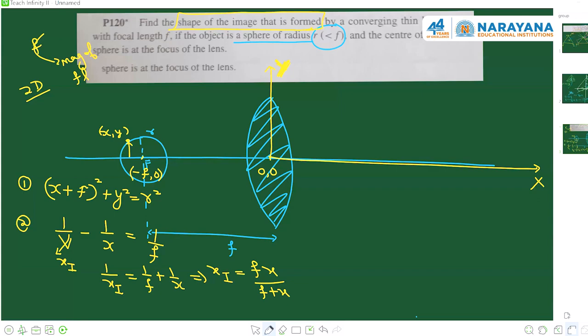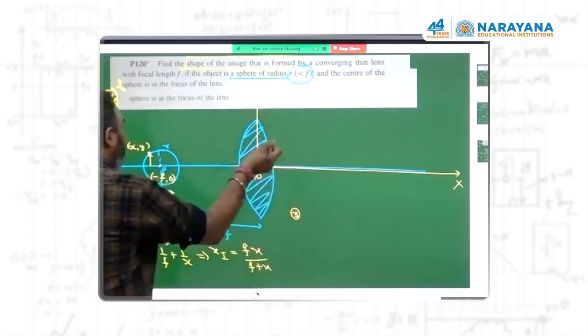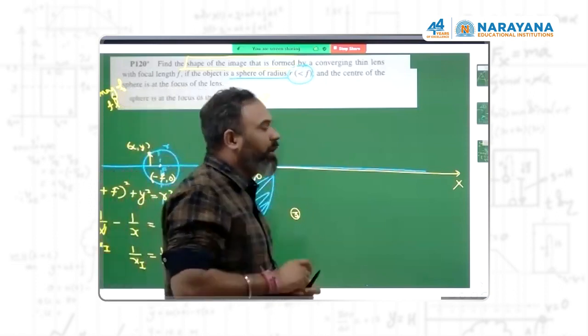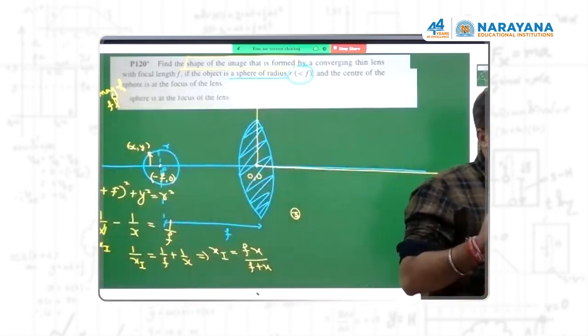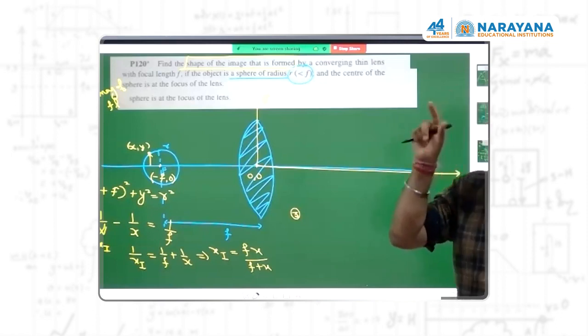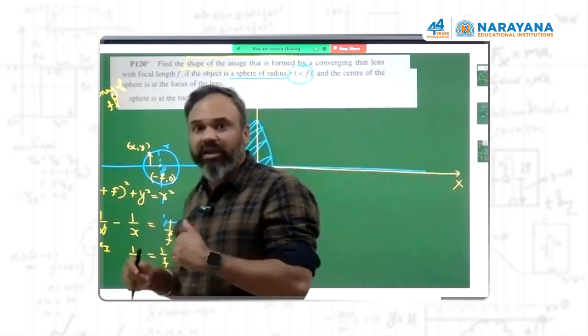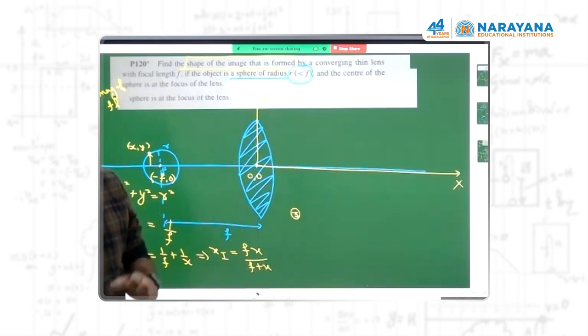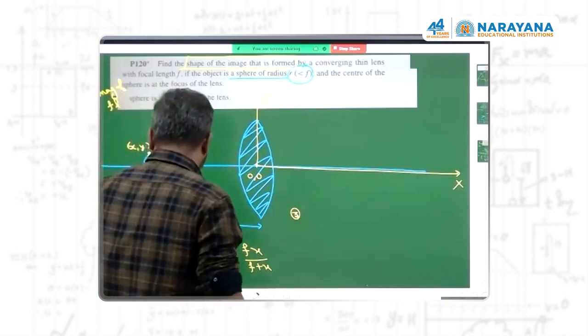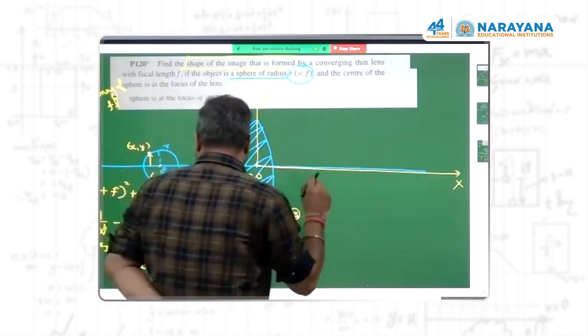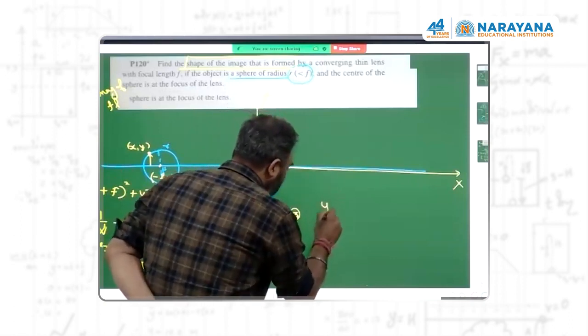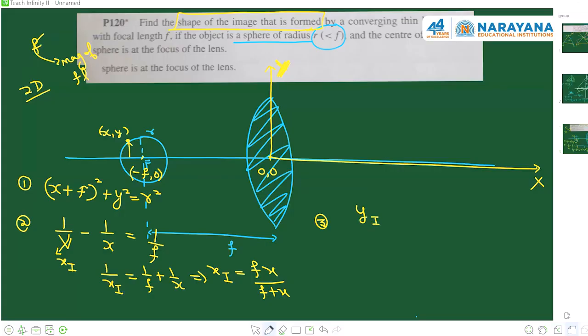Now I'm thinking of finding out the y coordinate of the image also. Then I want to find out the equation of the locus of those x_i, y_i's, and that locus can give me the shape of the image formed. So let's try to find out now the y coordinate of the image. I'm thinking about the magnification, image y upon object y with sign, which will give me the magnification m.